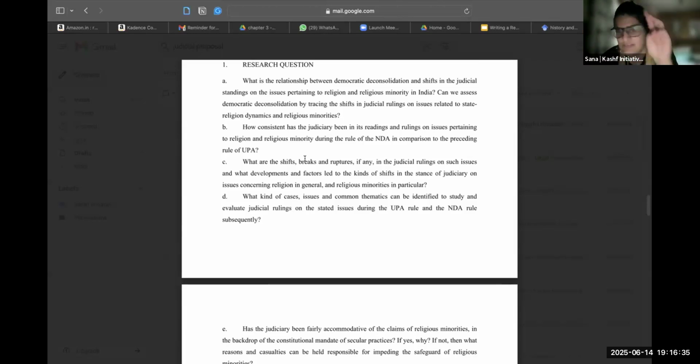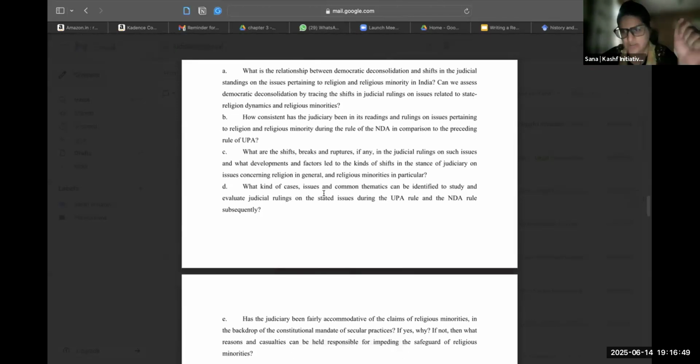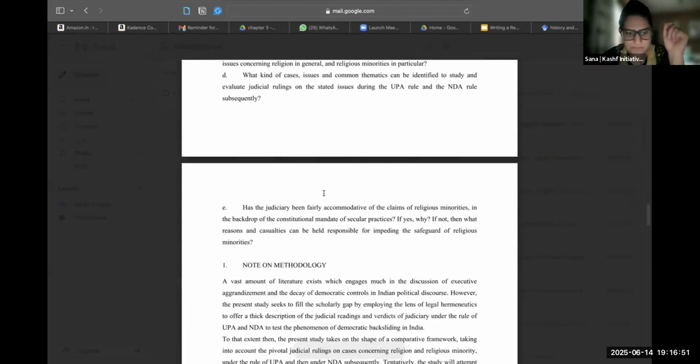That's all I'm trying to study. So there are three variables, really. Democratic deconsolidation is one, shifts in judicial standing is the other, and what effects it has on religious minorities in India is the third variable out there. And therefore, all my key concepts and my definitions would revolve around this.